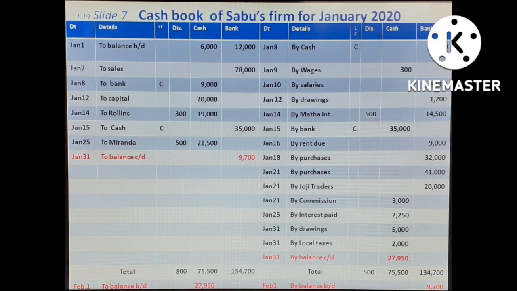See the cash book of Sabu's firm for January 2020. On the debit side, opening balance: cash 6,000, bank 12,000. Now see the entries on the debit side. It is all inflows. We need not consider contra entries. Let us see whether each cash flow is from operating, financing or investing activity. First is to sales, cash collection from sales, $78,000. No doubt it is from operating activity.